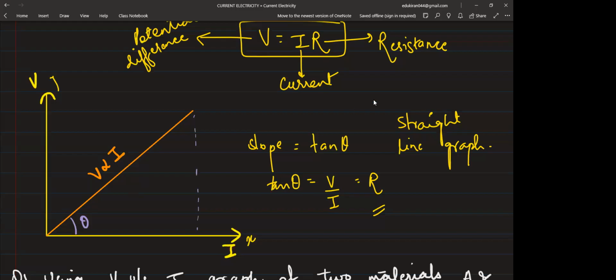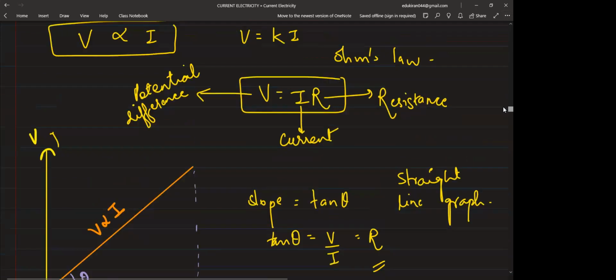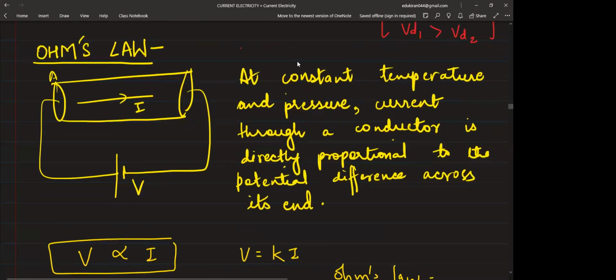So this is a straight line graph, and for calculating resistance, you always need to find out tan theta. Tan theta will give you the value of resistance when you have a VI graph, because it is V divided by I. If I shift this I here, it will become V is equal to IR. That's why this is very important. Write it till here. Then there is a question that I'll discuss with you. Write this first.